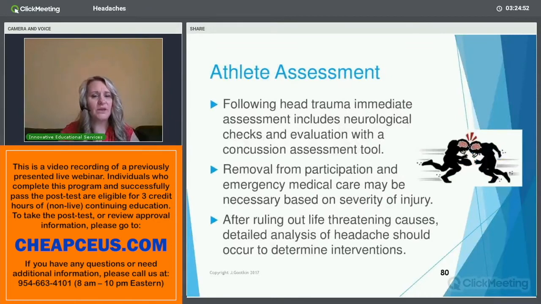Our other cohort that we need to consider is our athlete assessment. And this may be your pediatric athlete, or it could also be your adult athlete. I'd also like you to consider our veterans, anyone who may have been exposed to a mild type of head trauma.